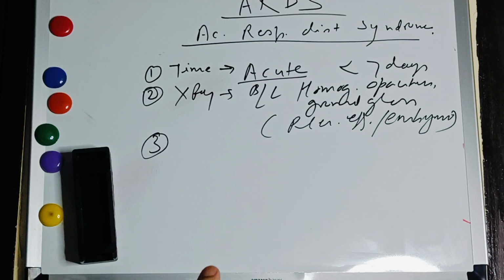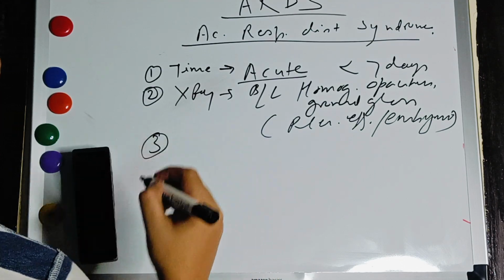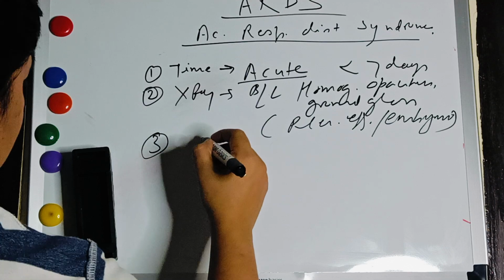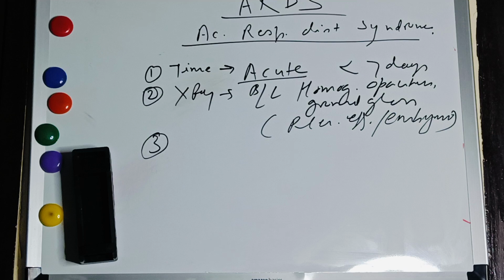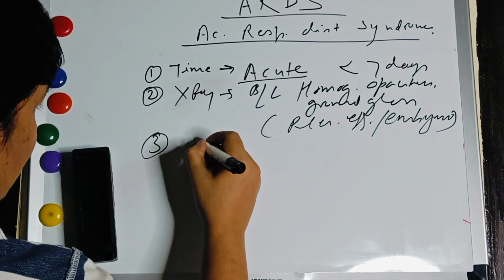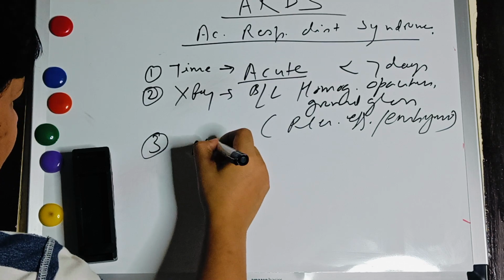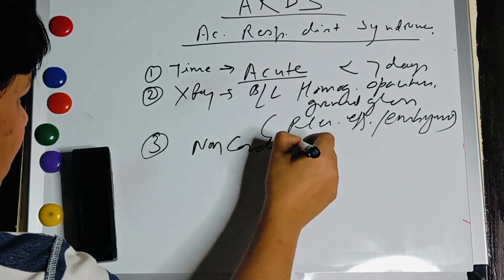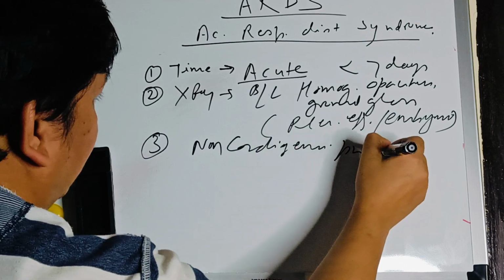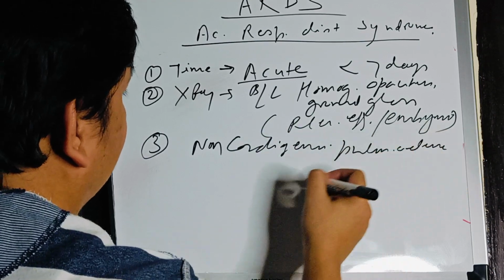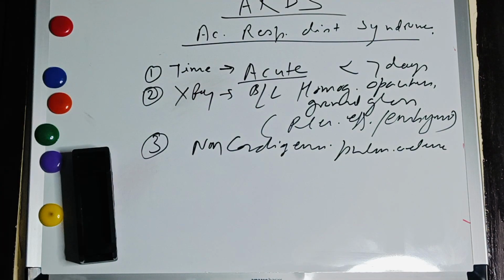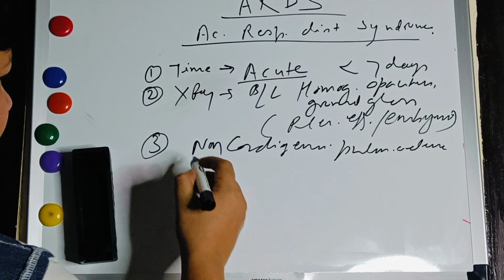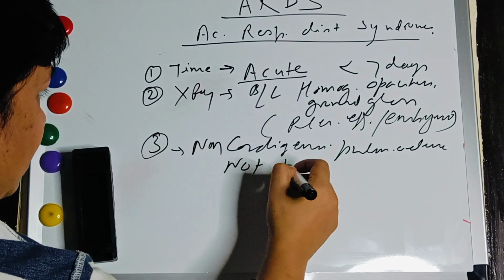Third, there should not be any heart failure features. So it should not be cardiogenic pulmonary edema. The cause of edema has to be respiratory. So edema has to be non-cardiogenic pulmonary edema, originating due to hydrostatic pressure or due to the infectious pathology. It's not because of heart failure.